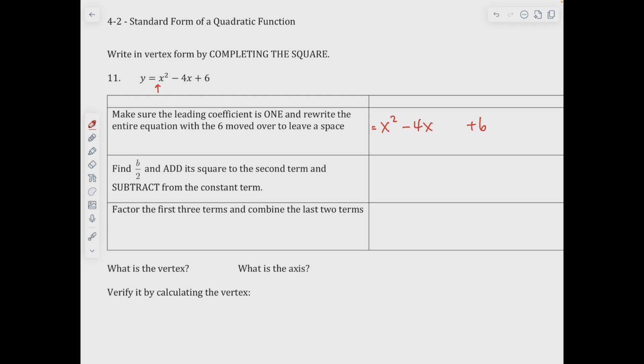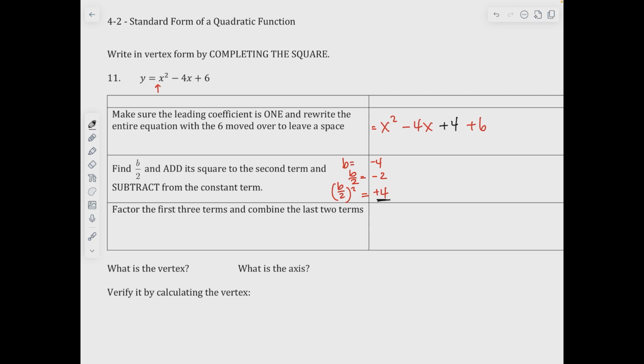Okay. I'm going to find b over 2. So my b value is negative 4. I'm going to cut it in half. That's negative 2. And I'm going to do b over 2 squared, and that's going to give me 4. I'm going to add its square. So what's going to happen is this. This 4 completes the square. That's what the b over 2 squared does.